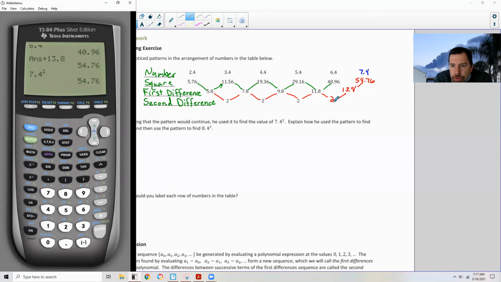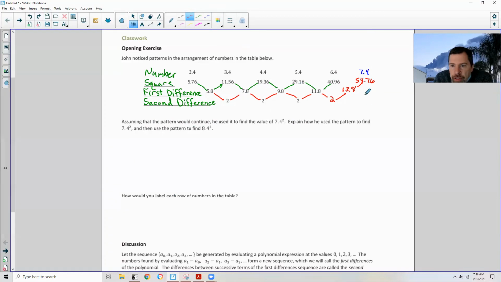Well, he added 2 to the first difference and got 13.8, and then added that 13.8 to 40.96, which is the first difference added to this previous number. So then it says, explain how you use the pattern to find the second, and then use a pattern to find 8.4. Well, if we're going to continue this pattern, then this is going to be a 2 again, and this is going to be 15.